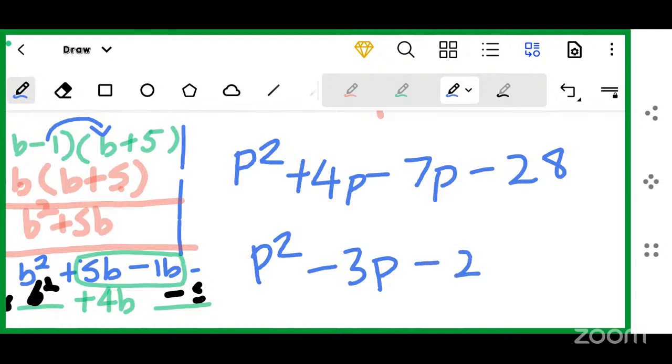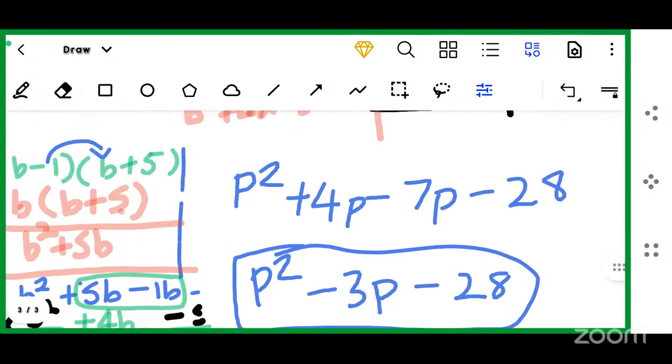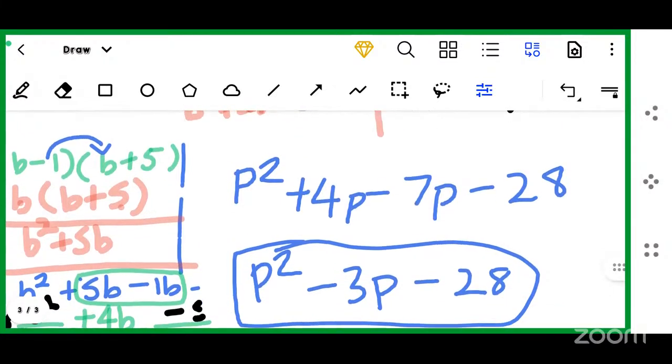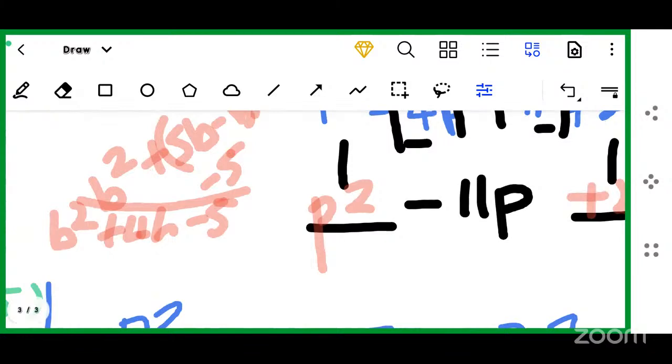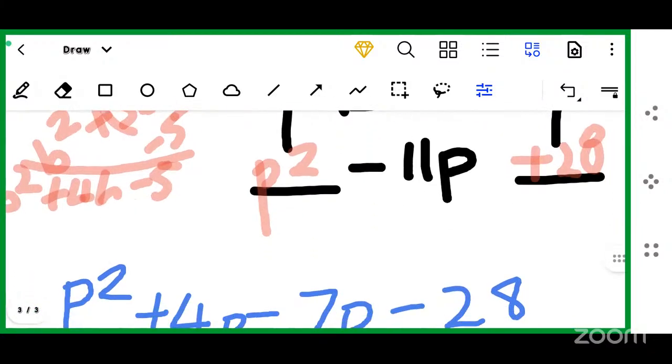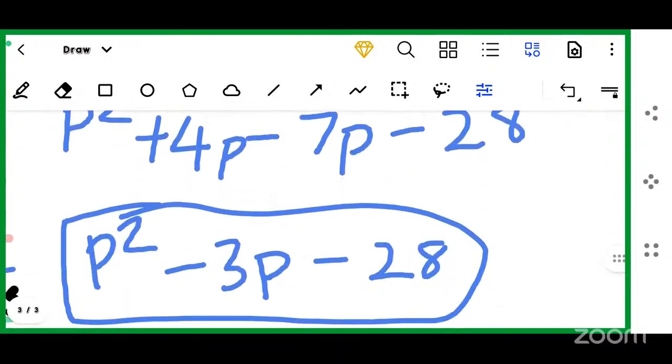Okay, no problem. Minus 28. So this was your final answer. Yes, ma'am, because I subtracted the 4 and the 7, and it gave me a negative answer, which was 3. Okay, understandable. So which one do we believe is the correct answer between this one and this one? We have p to the power of 2 minus 11p plus 28, and we also have p to the power of 2 minus 3p minus 28. Which one do you guys think is the correct one?